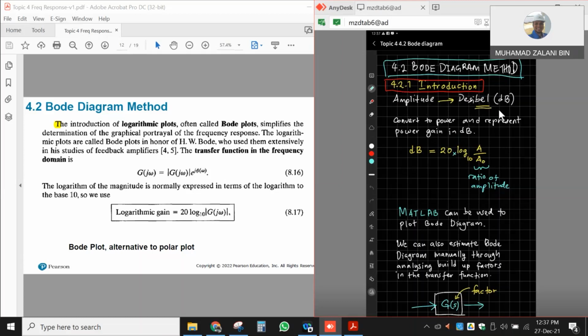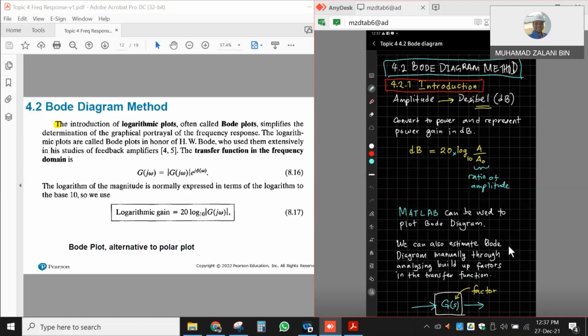We convert this amplitude to power in the form of decibel using this expression. When we do the conversion to decibel, we use this equation: 20 log 10 of the ratio of the amplitude of the output to the input. So we take the ratio of the amplitude, take the log and multiply by 20, which gives the power in decibel.